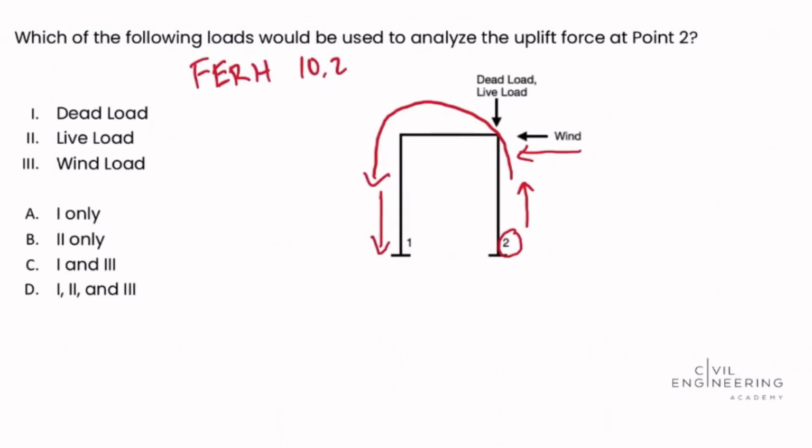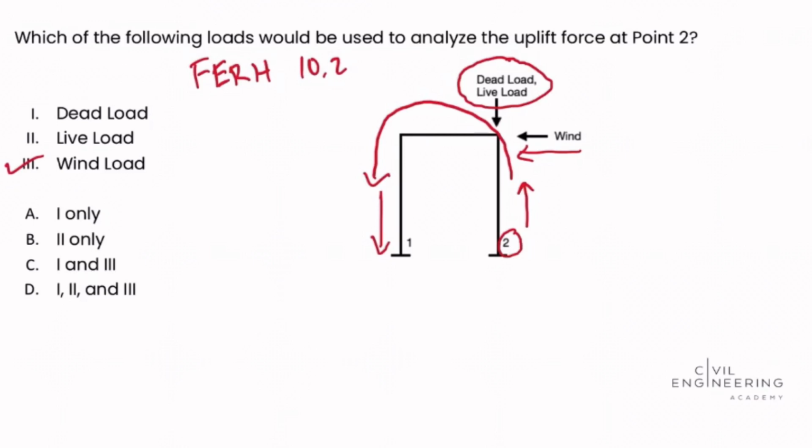So we know that the wind load is going to have an effect on the uplift force at point 2 because it causes this upward motion. So we can check that off our list. That's Roman numeral 3. Now we're also given a dead load and a live load that's applied up here.